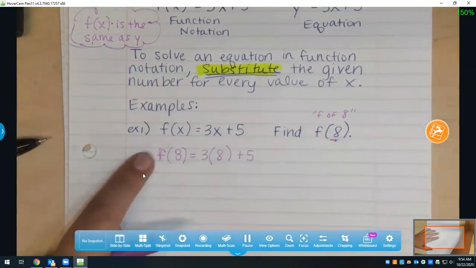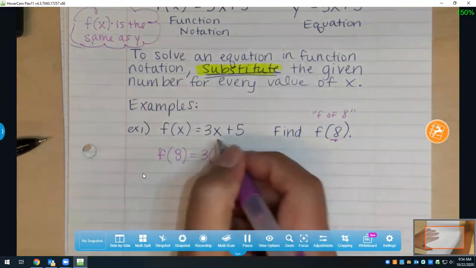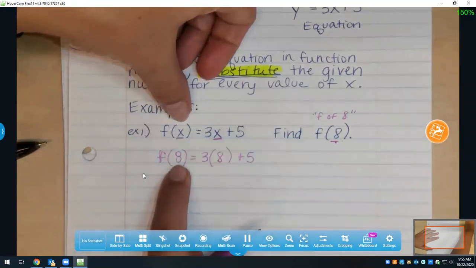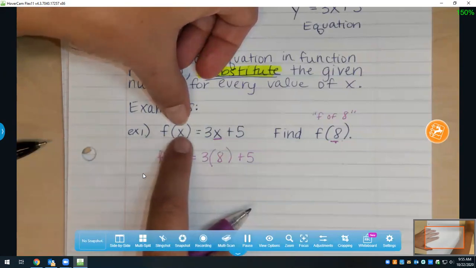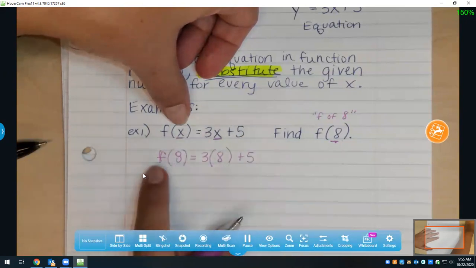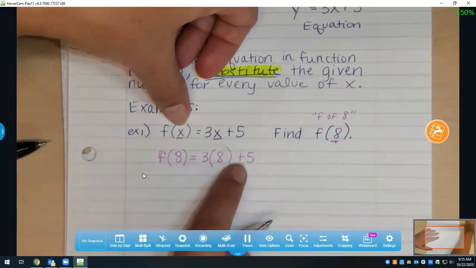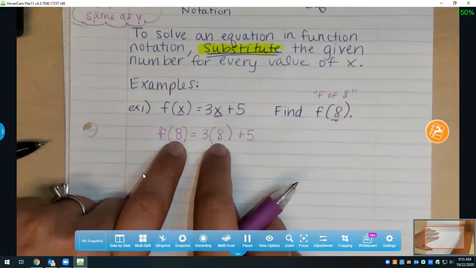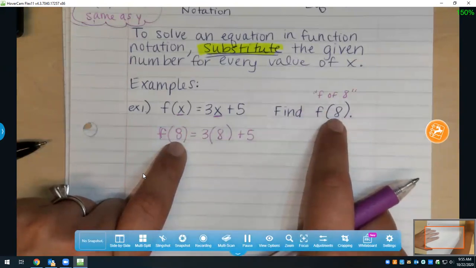Are y'all okay with what I did here? I'm substituting, I'm replacing the value of x. I'm taking the value of x and just swapping them out with whatever this number is. So instead of having f of x equals 3x plus 8, I have f of 8 equals 3 times 8 plus 5. So I am just replacing the x with whatever the number is that they showed me in the problem. It's just a straight up substitution.